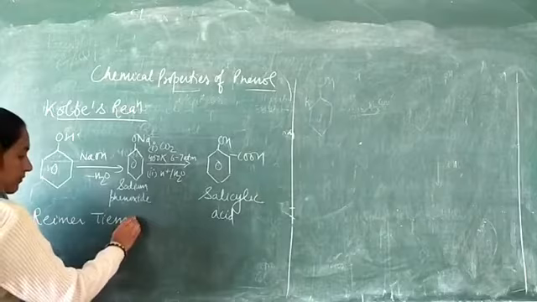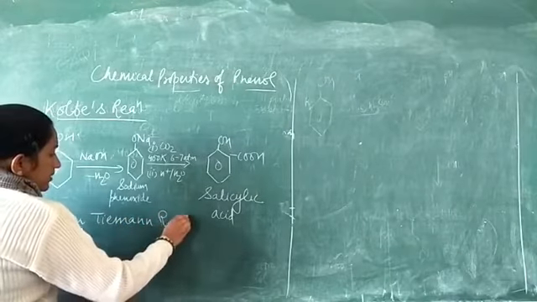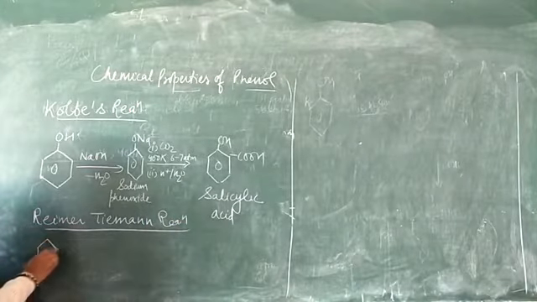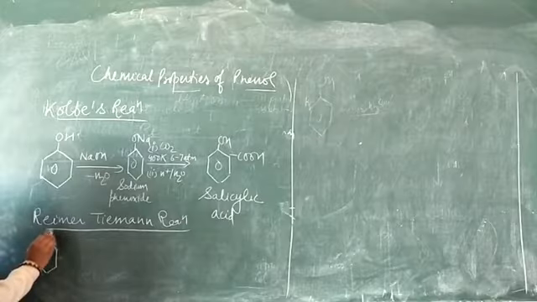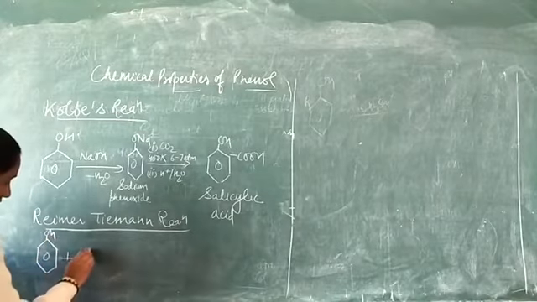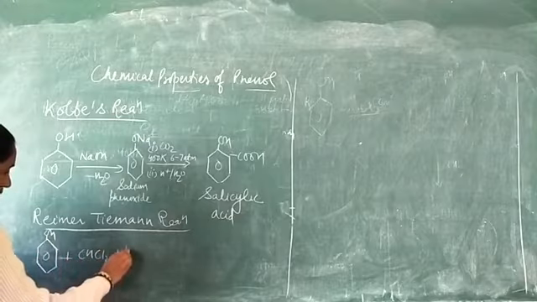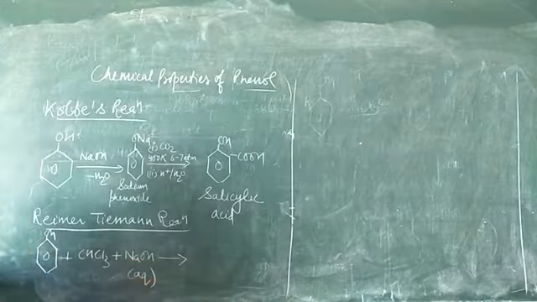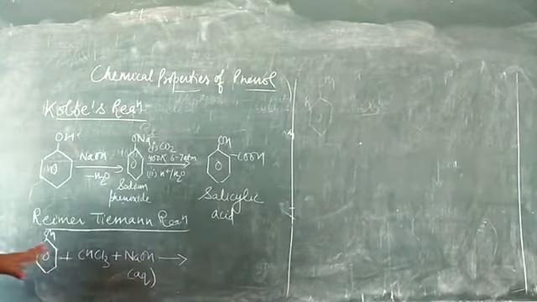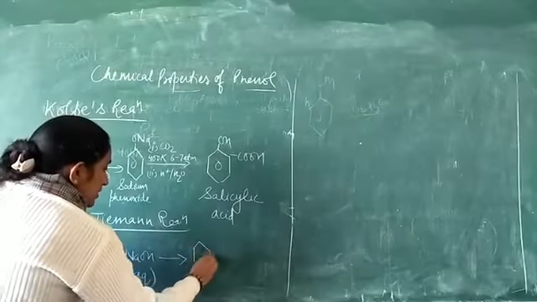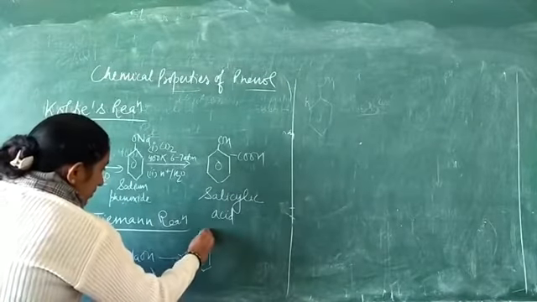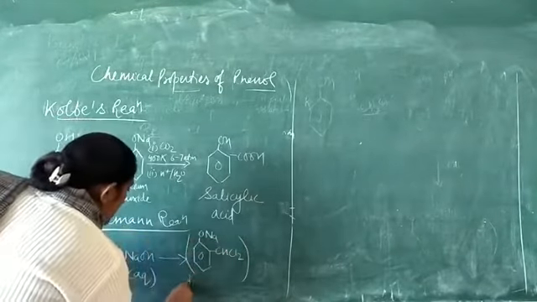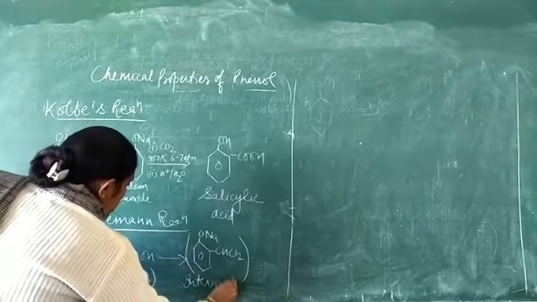Second, student, we have the Reimer-Tiemann reaction. Student, here the phenol is being reacted with chloroform and aqueous sodium hydroxide solution. Right. So here the first intermediate will be formed, CHCl2 here. This is the intermediate which will be formed.